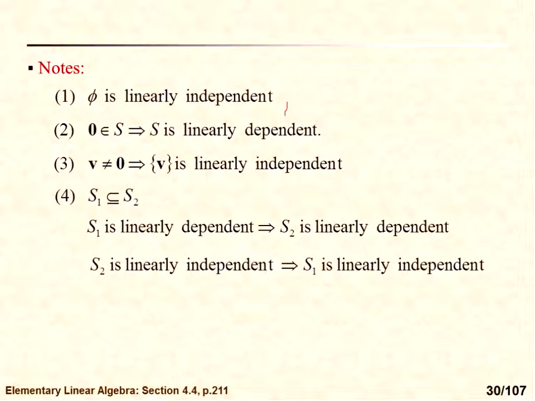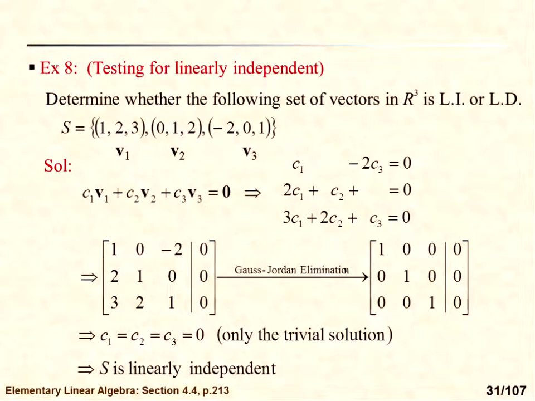So the empty set phi is linearly independent, and if the zero vector belongs to S, then S is linearly dependent. And the fourth point, if we have S1 and S2 and S2 contains S1, then if S1 is linearly independent, then S2 is also linearly independent.